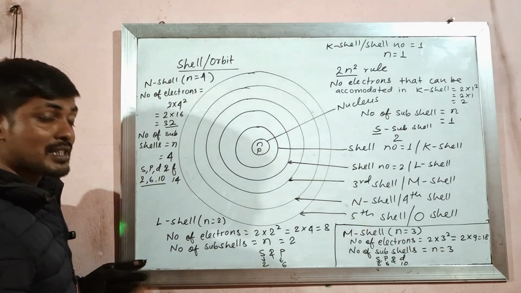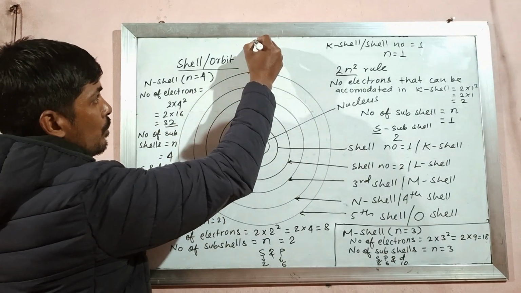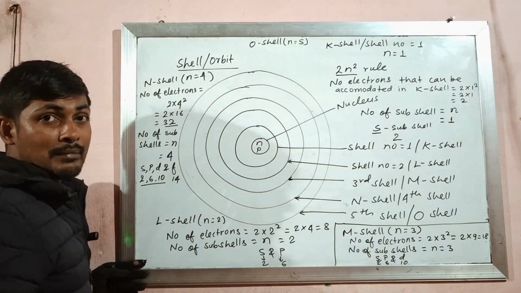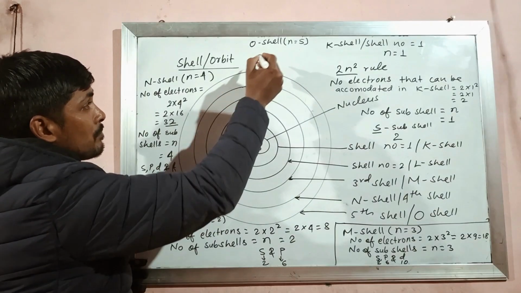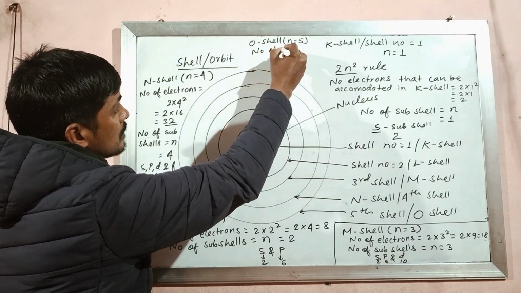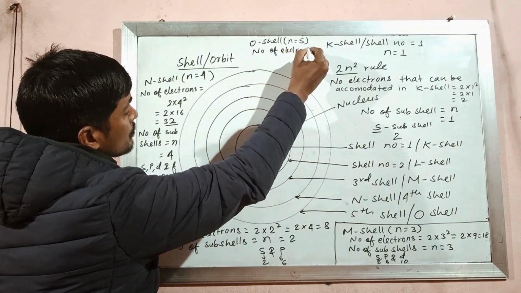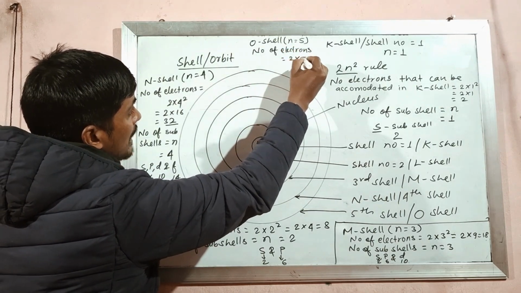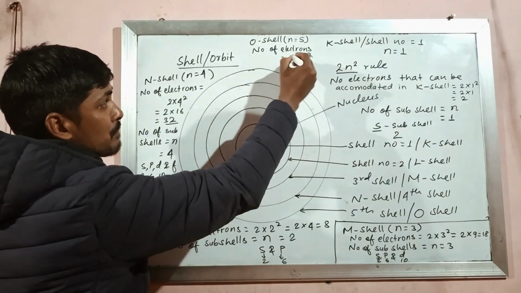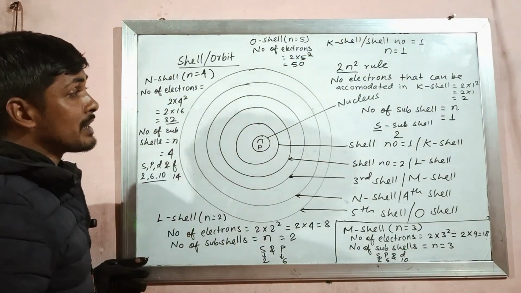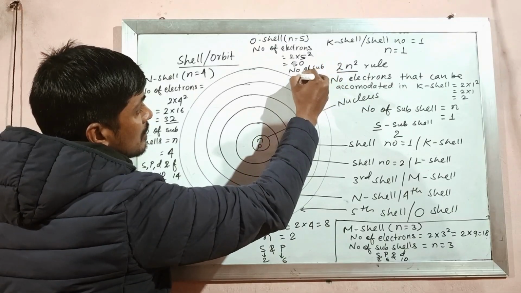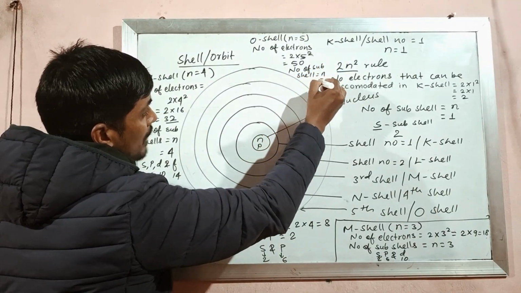Now, if we take the fifth cell, that means the O cell, the value of n is equal to 5. So what will be the maximum number of electrons that can be held by this fifth cell? Here also we can apply the 2n square rule. Number of electrons is equal to 2 into 5 square. 5 square is 25, 2 into 25 is 50. And how many subcells may it have? The number of subcells is equal to n, that is 5.